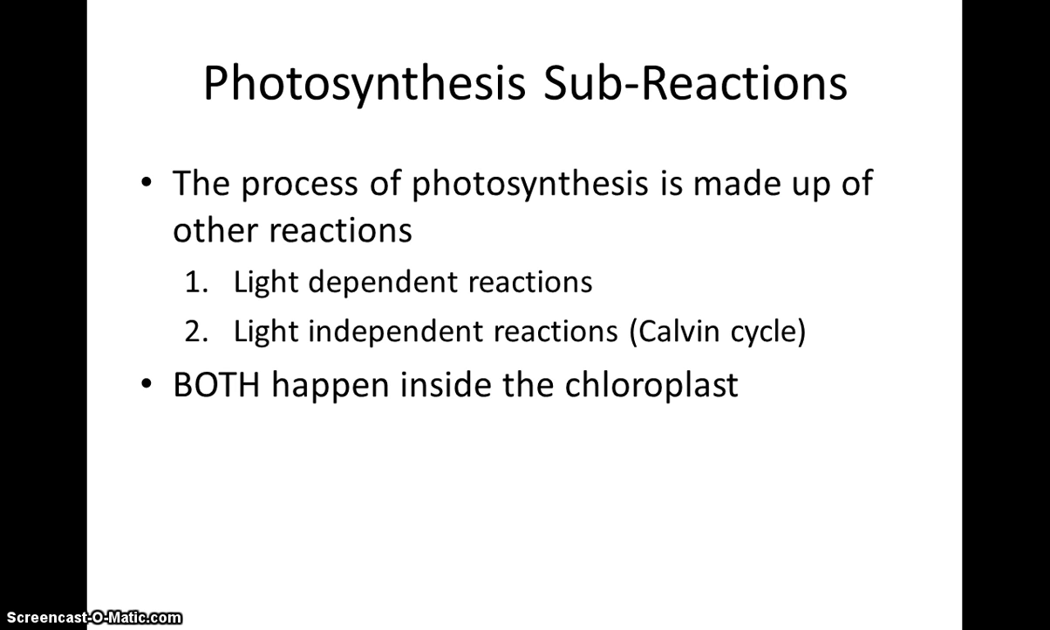So that's our overall equation for photosynthesis, but photosynthesis itself is actually composed of some sub-reactions. That's what I'm going to call them here. And we classify those as light-dependent reactions. That's just what it sounds like. It's going to require light. And then light-independent reactions, also known as the Calvin cycle, which is what I'm going to call them here in this presentation. Both of them happen inside the chloroplast, however. So both of these sub-reactions of photosynthesis happen in the chloroplast. So all of photosynthesis is going to be in our chloroplast.